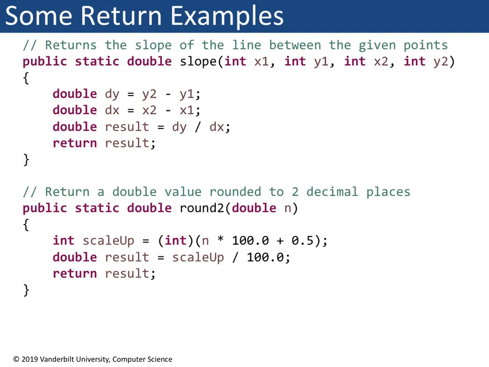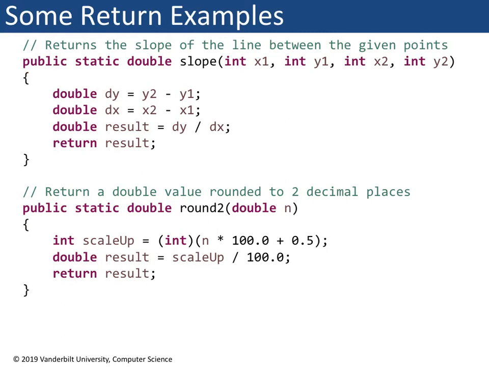So here we'll describe a few methods that do simple math calculations, but this is helpful because you can use this to solidify your understanding of how returns work and how parameter passing works. So the first method here is going to calculate the slope between 2 points. So let's look at the method heading.